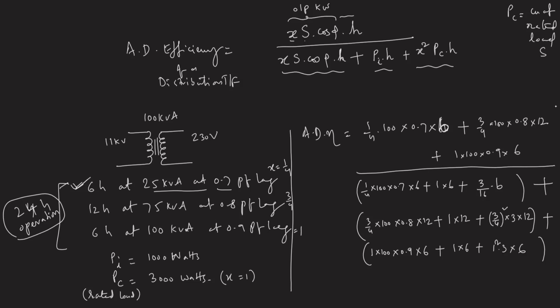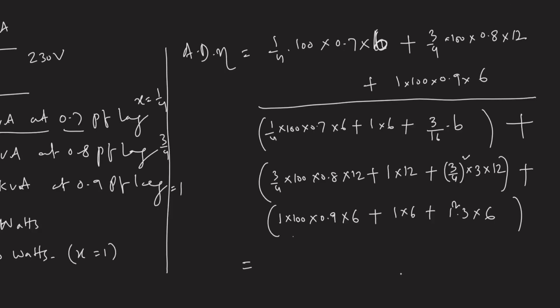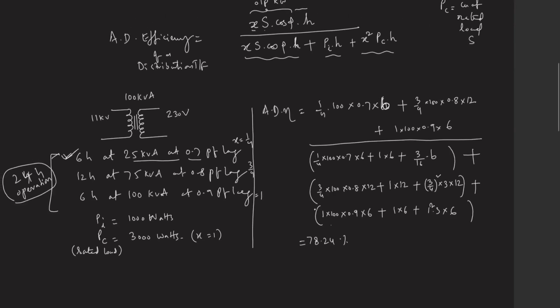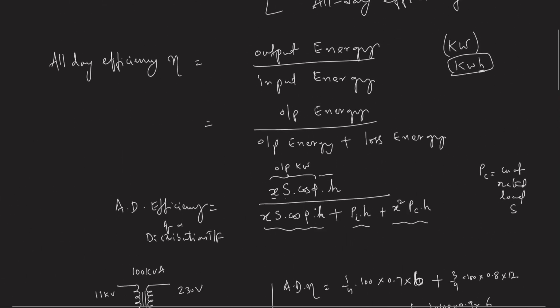Now if you take this ratio, you will get the all day efficiency. Can you quickly tell me this value, anybody? 78.24%. Yeah, thank you. 78.24%. So please check it out. I have given these values on my own, not from a textbook. So this is how the overall efficiency of the distribution transformer will be evaluated.